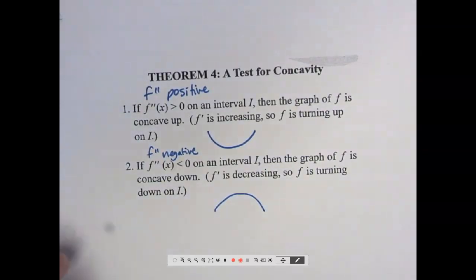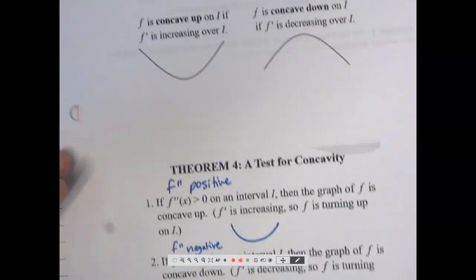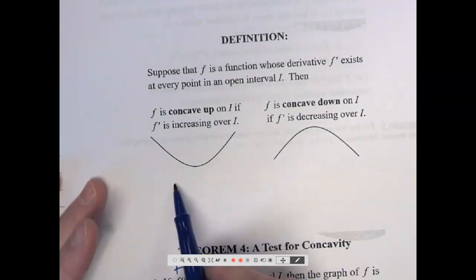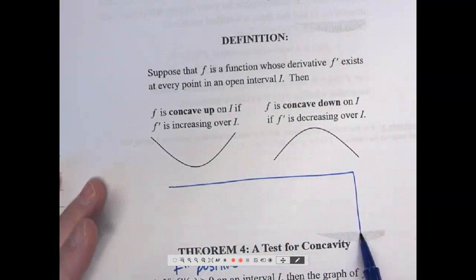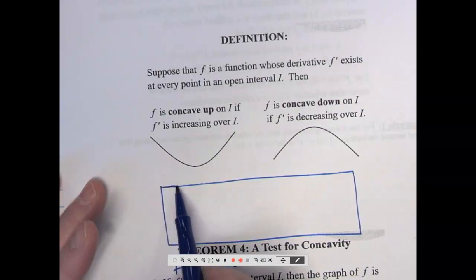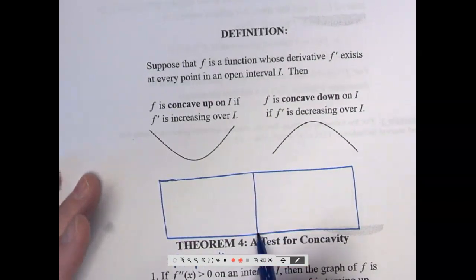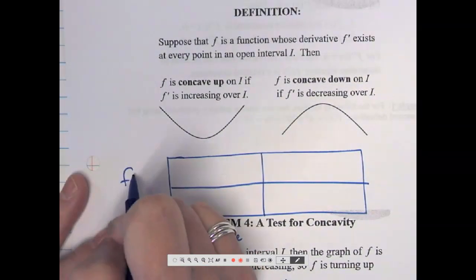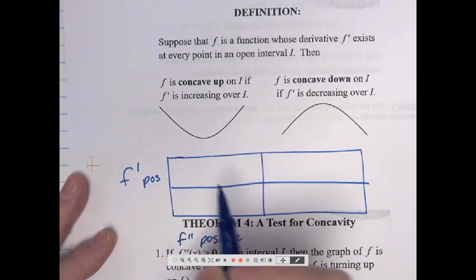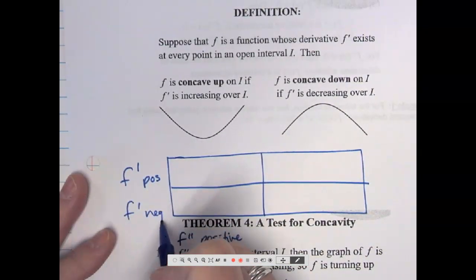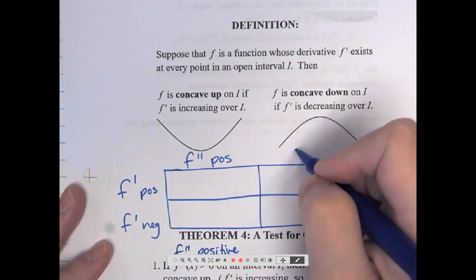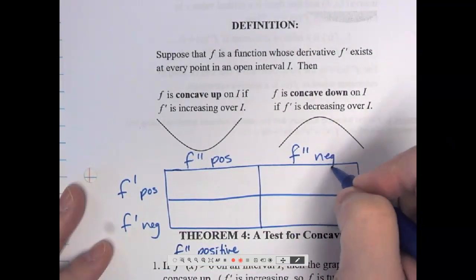Okay, so what we're going to do is put together this first and second derivative idea. I'm going to make a little chart right here. I'm going to make a little box that looks like this. And I'm going to put f prime positive, f prime negative, f double prime positive, f double prime negative.